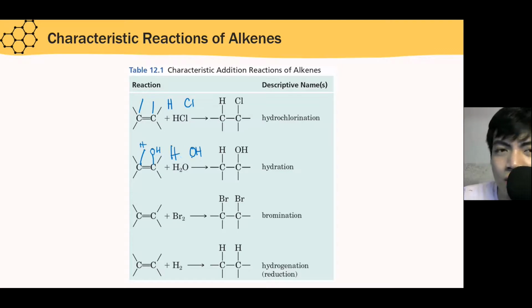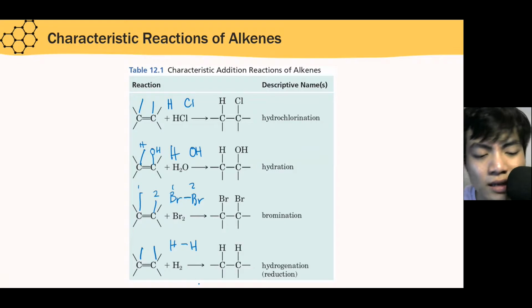The two are separated. For Br2, you can write it as Br, another Br. So basically, this Br will be connected here, and the second Br will be connected there. Okay, so that's called the bromination reaction. And then lastly, the hydrogen gas, similar to the Br2, the two hydrogens will get connected to the carbons, causing your alkene to become an alkane. Okay? It's that simple. So, those are the addition reactions.